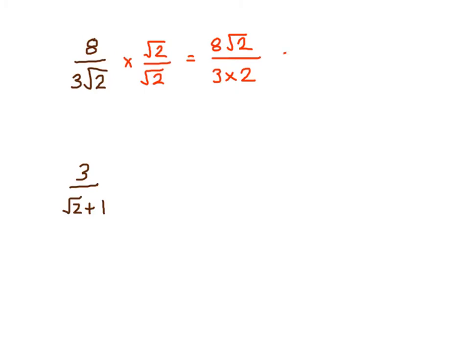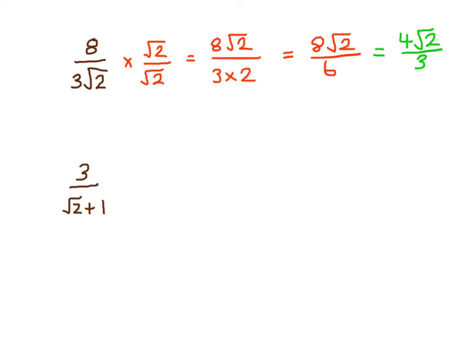So we've now got 8 root 2 on the top, and on the bottom we've got 6. Now we've not quite finished with this question, because there's something more we can do here. If I had a fraction with just 8 on top and 6 on the bottom, I would make sure to simplify it. And this situation is no different. So we'd need to simplify that down. 2 goes into both 8 and 6, and I could simplify that down to 4 lots of the square root of 2 over 3.